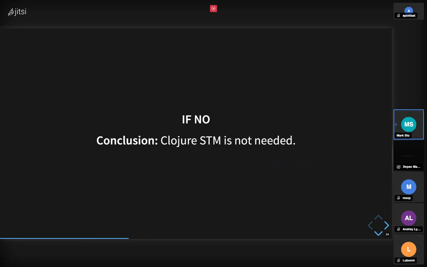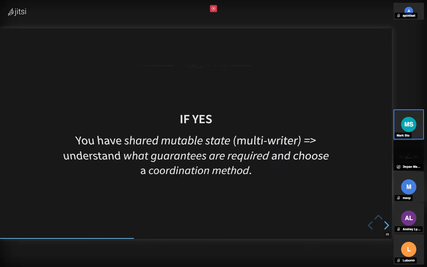So what if the answer is no? For a given mutable state, there is no multi-writer. Concurrent writing is absent, and serialization of updates, explicit or de facto, is satisfied. This means that changes to a given state happen sequentially. Writes do not overlap in time and do not interfere with each other. Conclusion: a closure stem is not needed, nor any other mechanism designed for the multi-writer case. It is sufficient to design changes as sequential operations while preserving serialization of updates.